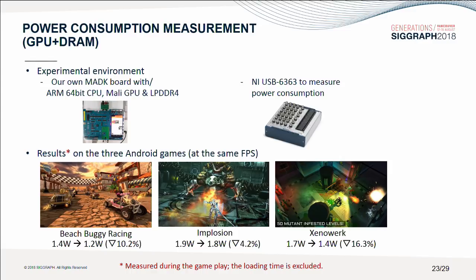For our experiment, we chose three Android games: Beach Buggy Racing, Implosion, and Genowar. According to our results, our approach can decrease the power consumption of GPU and DRAM by up to 16%.